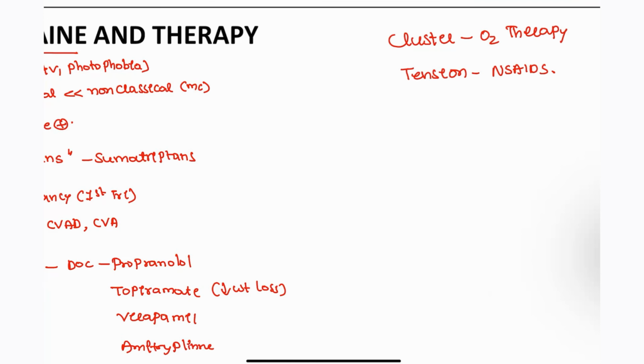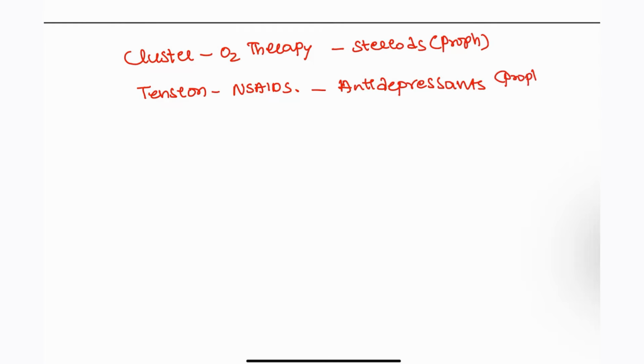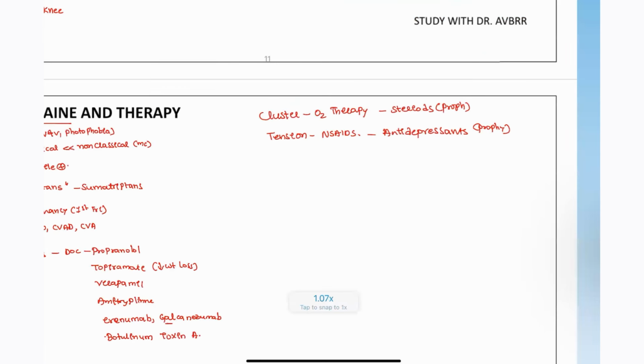Then coming to the other types, for example, prophylaxis for this patient: steroids are given as prophylaxis. Next, for those who are suffering from tension headache, you have to give antidepressants as prophylaxis. Right, this is for the headaches, migraine, and their therapy.